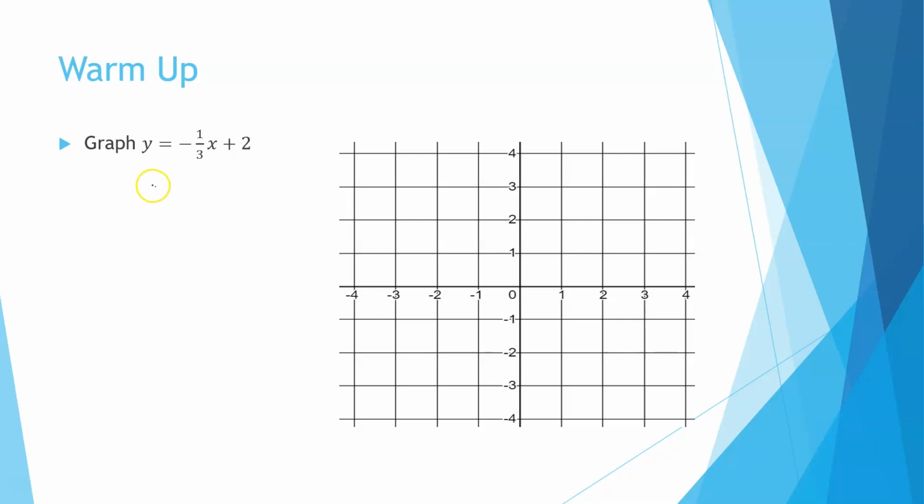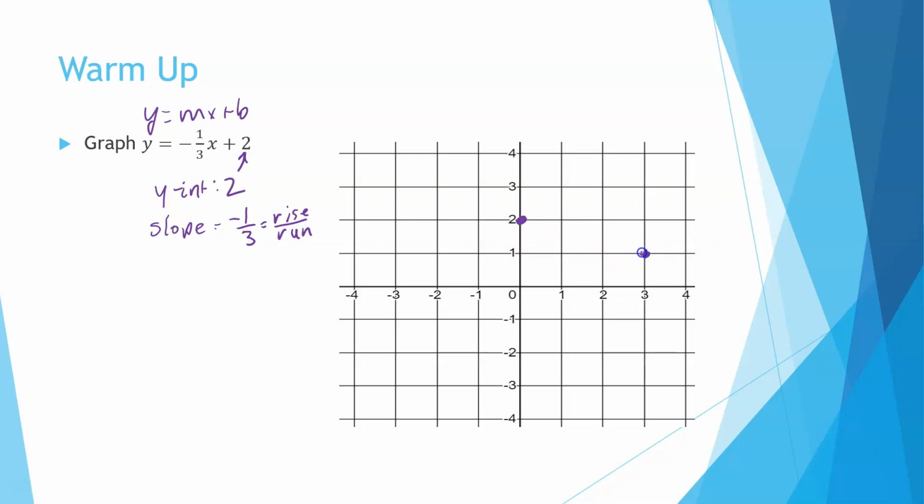Hopefully you were able to identify the y-intercept as 2. That's the b value because this is in y equals mx plus b form. And as a reminder, when we graph a line, we plot that y-intercept first, so 2 on the y-axis. And then I hope that you were able to identify that the slope was negative 1/3, which is my rise over run.